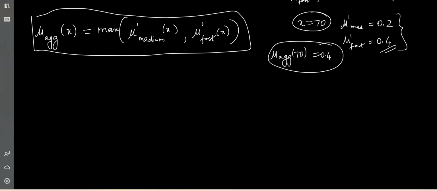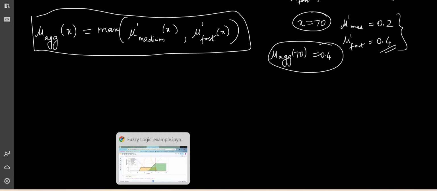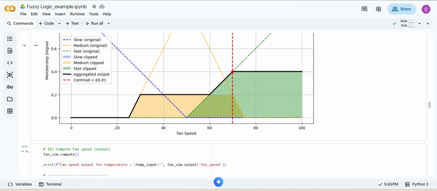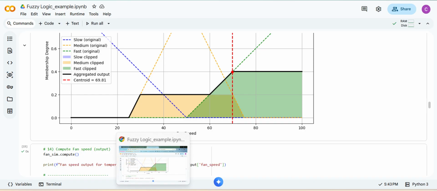Our system will calculate the centroid. We calculate mu aggregate of x at every value of x lying in the medium and the fast category. So from 30 onwards, where the clipping is happening, till 100, we calculate all the membership values, the modified membership values and then the aggregate values. Noting all the aggregate values, we can then find out the centroid.